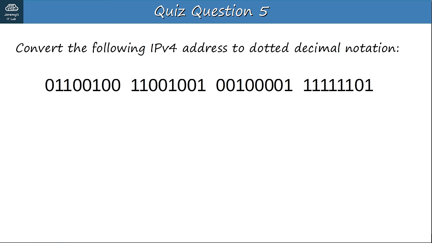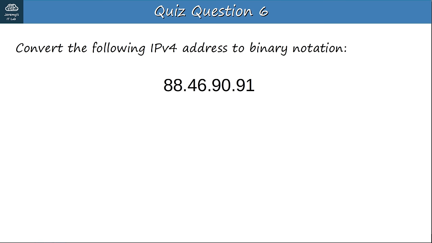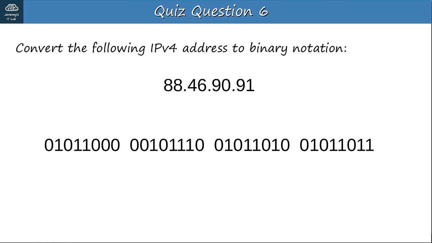Let's go to question 5. Convert the following IPv4 address to dotted decimal notation. Pause the video to solve the question, and unpause to check your answer. The answer is 100.201.33.253. Let's go to question 6. Convert the following IPv4 address to binary notation. 88.46.90.91. Pause the video to solve the question, and unpause to check your answer. And here's the answer.